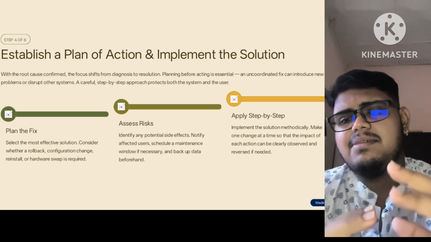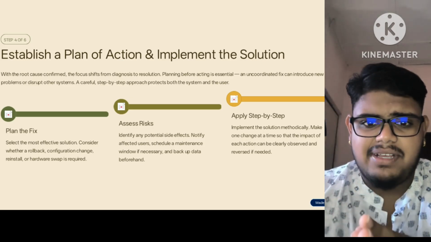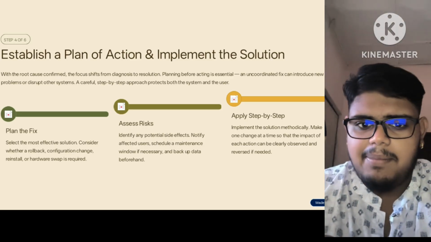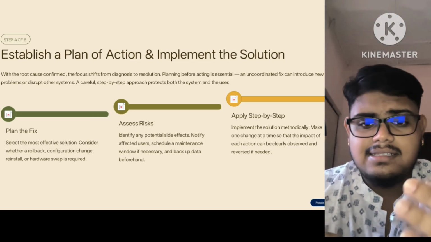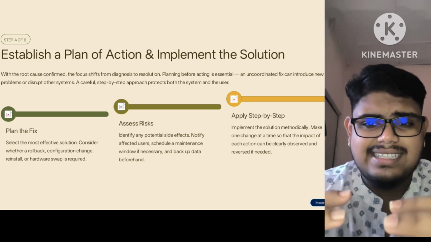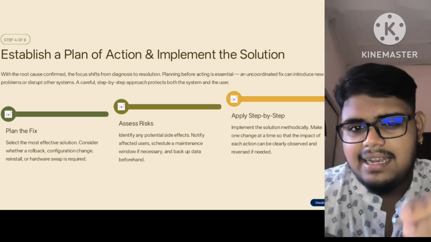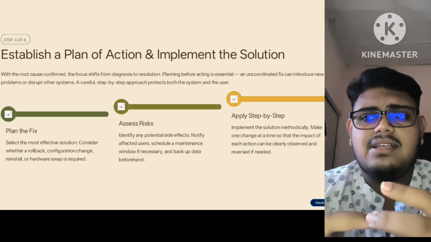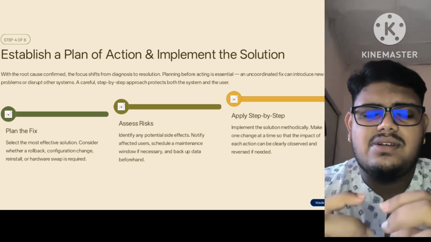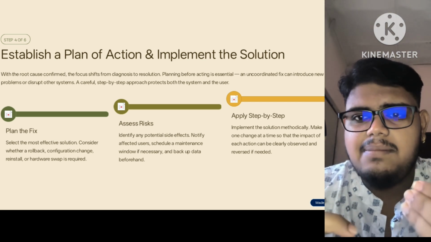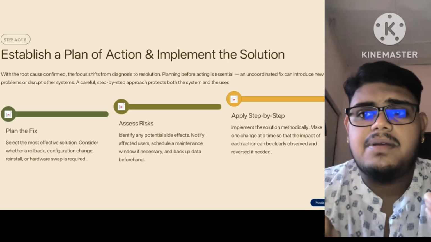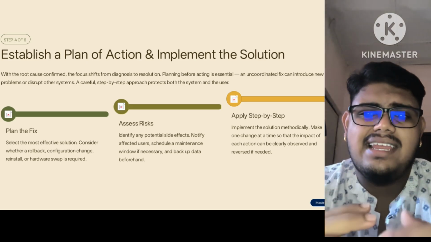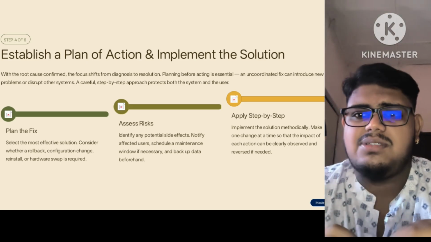The next step is to consider risks and possible side effects. This is just to be aware of the problems that can happen after the solution. And the third step is to apply the fix step by step. Each and every step matters a lot in terms of solving a problem. For example, reinstalling network drivers or restarting the router can actually help solve the problem. So it helps avoid causing additional problems during the fixing process.